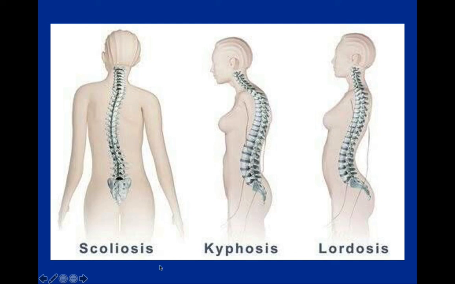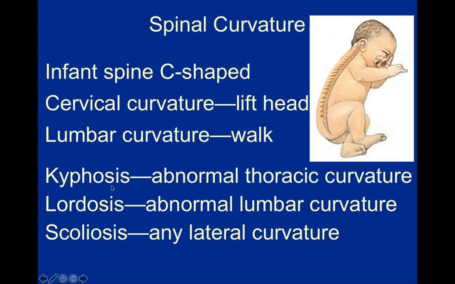And lastly is scoliosis, which refers to any lateral curvature of the vertebral column. You'll remember that naturally the vertebral column was supposed to be straight down the center of the back, but scoliosis would cause the spine to be bowed towards either side. This causes the vertebral column to resemble an S shape, which is the first letter of scoliosis. So kyphosis is an abnormal thoracic curvature, lordosis is an abnormal lumbar curvature, and scoliosis is any lateral curvature of the spine at all, along any location of the vertebral column.